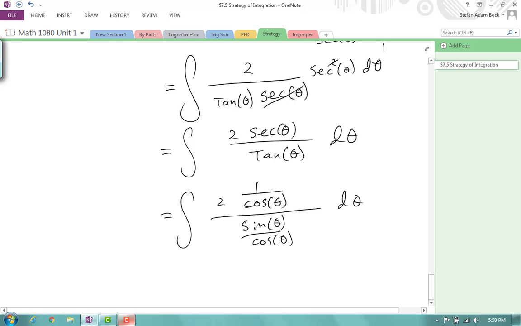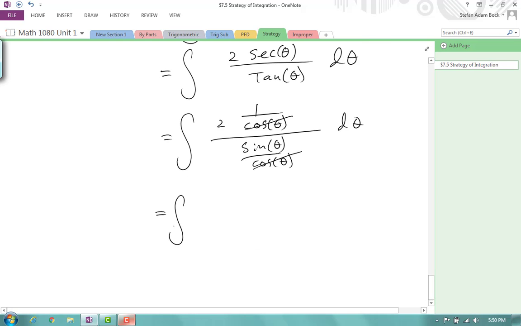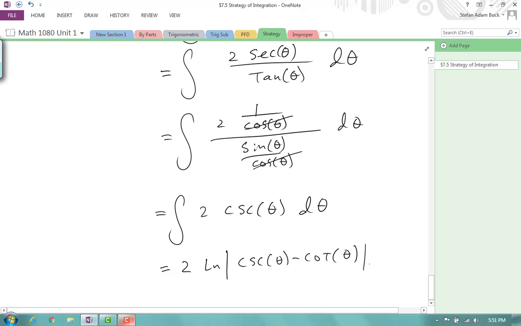It looks like the cosines cancel, and I'm left with the sine on the bottom. So this is equal to the integral of 2 times cosecant of theta. Now, this is also on reference page 6. You can do this with a very clever u substitution, or maybe even integration by parts. But this is going to be 2 times the natural log of cosecant theta minus cotangent theta. It's a lot like the integral for secant, actually, plus c.